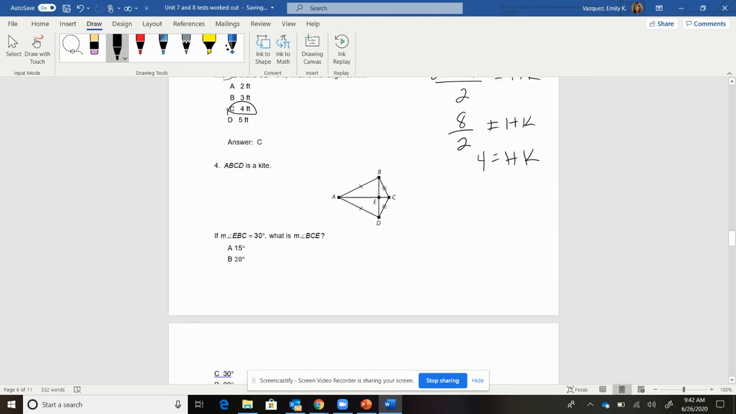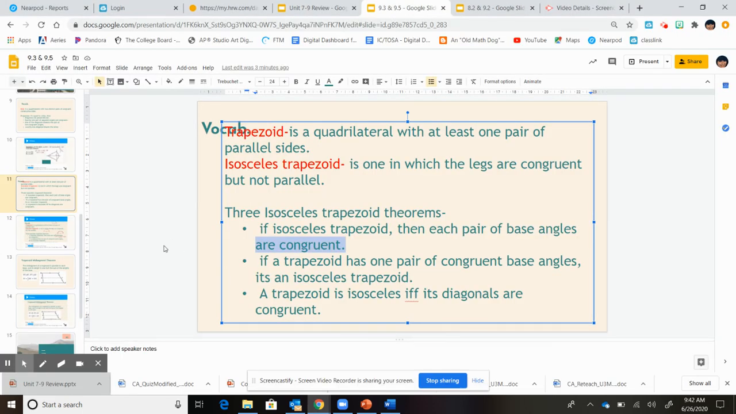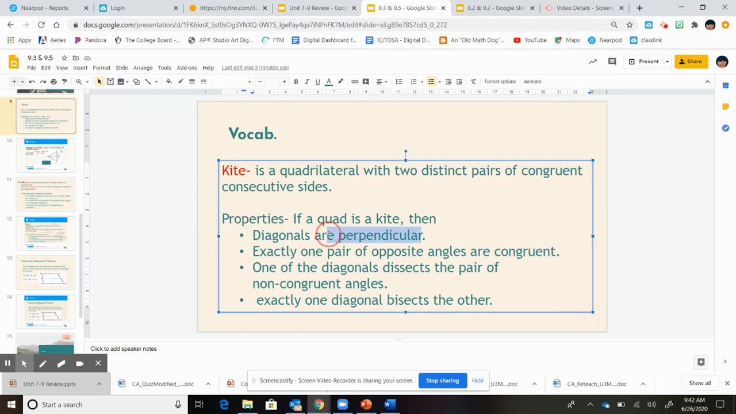Okay. Number 4. ABCD is a kite. If the measurement of EBC, this little one here that I know I won't be able to write in there, is 30 degrees, what is the measurement of BCE? All right. So if you want to look at your wording or your theorems for kites, you will find that for a kite, the diagonals bisect each other, but the diagonals are perpendicular.